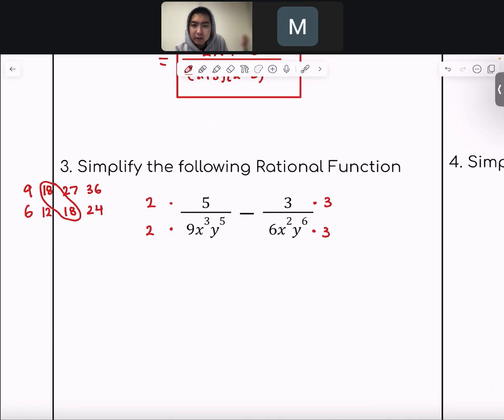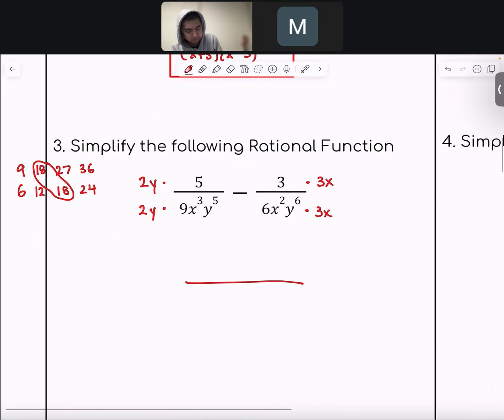Now let's look at the variables. This has x to the third, this has x squared. So this one's good, this one needs one more x. And then look at the y's. This one's good, this one needs one more y. And that should give you the same common denominator. So the denominator is going to be 18, x to the third, y to the 6th. That's what you get for both of them.